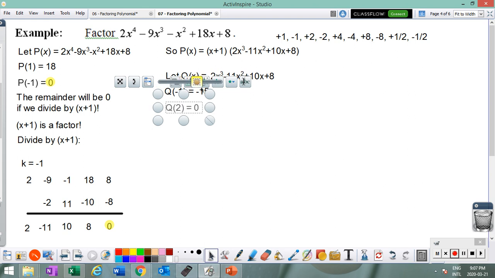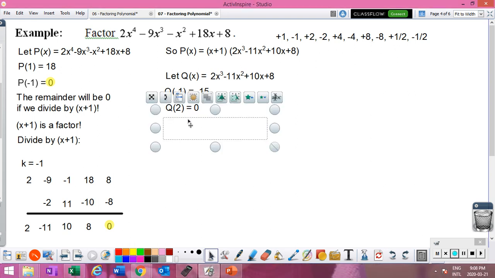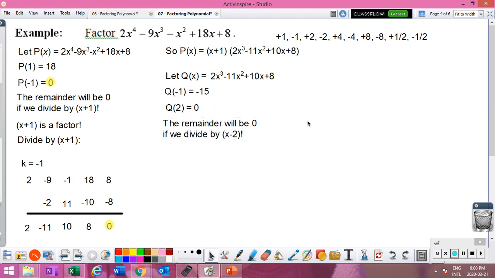So I tried 2, and lo and behold, this one was a nice behaved polynomial because at q of 2, I got 0 again. Very important conclusions. When I subbed in 2 and got 0, I've got 2 important conclusions. 1, the remainder will be 0 if we divide by x minus 2. That's great news. But why is that so important? It's because it tells us that x minus 2 is a factor. And so I can take that factor and divide it out of this again.